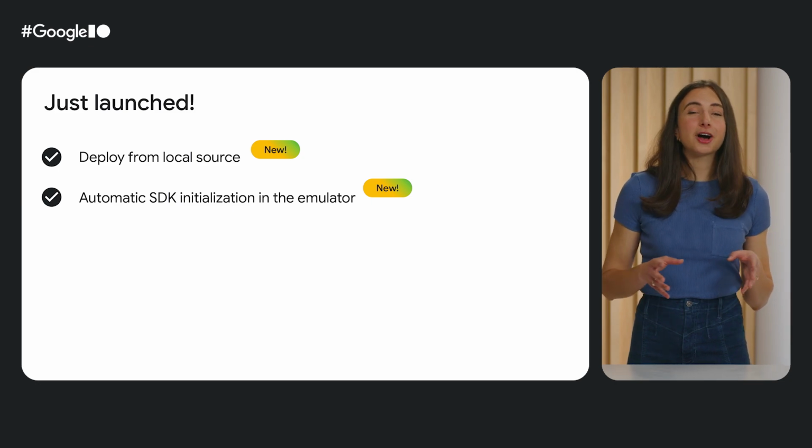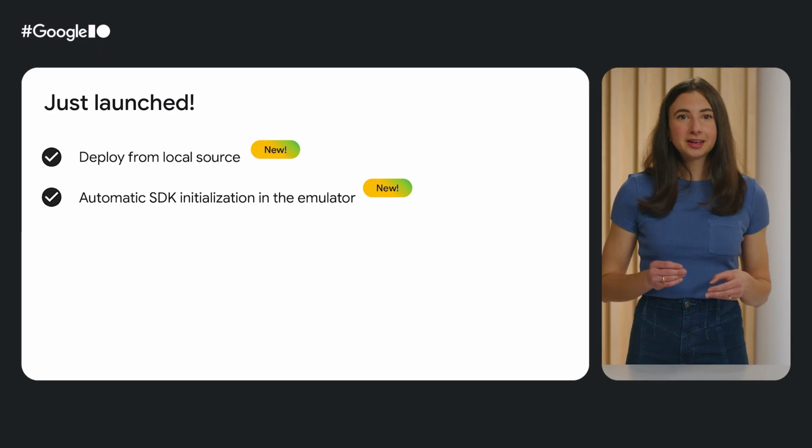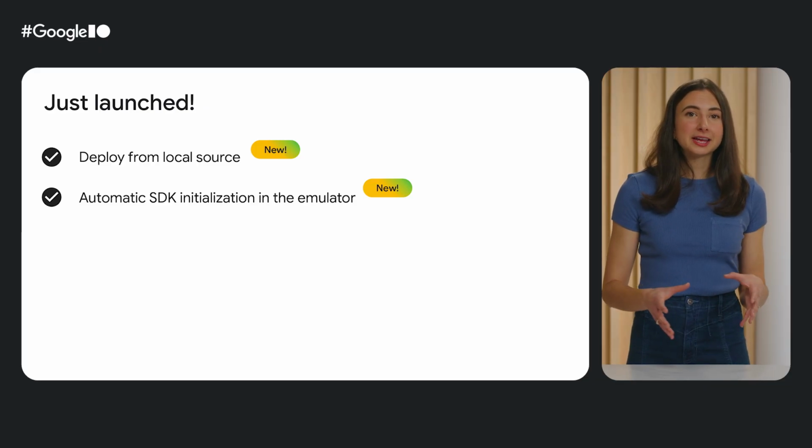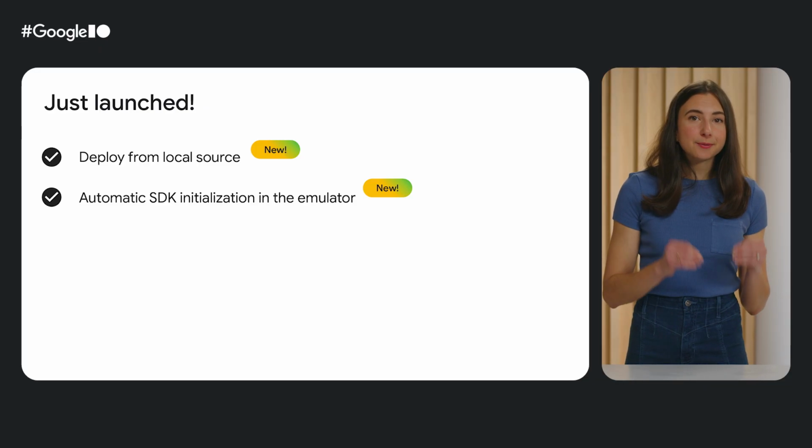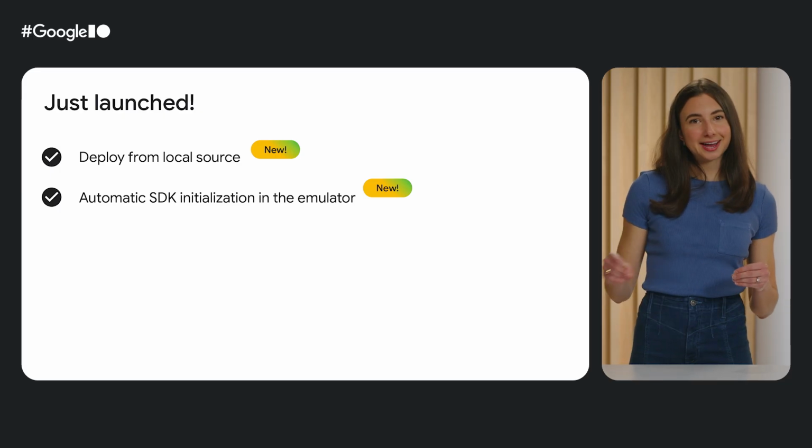We also now have automatic configuration for the Firebase SDK in the emulator, so that when you run your app locally, it automatically uses emulated Firebase services instead of production. And finally, you can now deploy apps from Firebase Studio to App Hosting with the click of a button. Okay, now I think we're ready to wrap up.